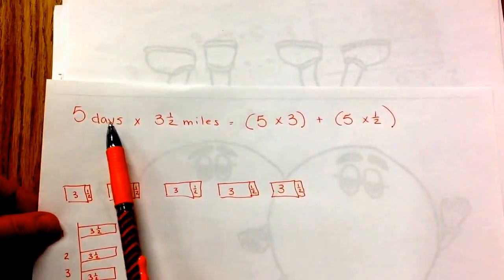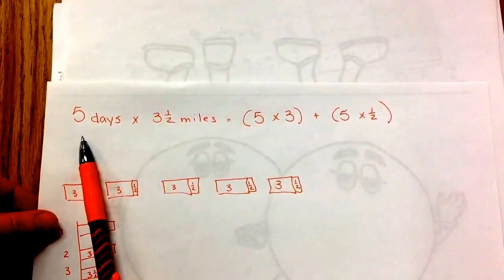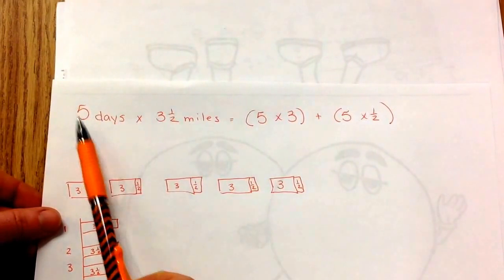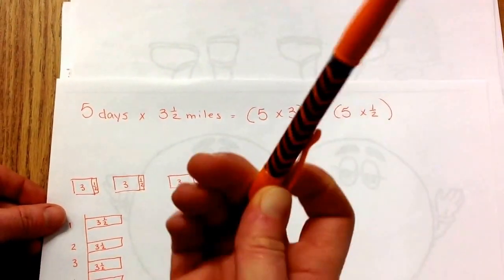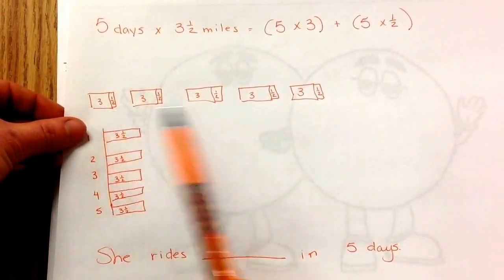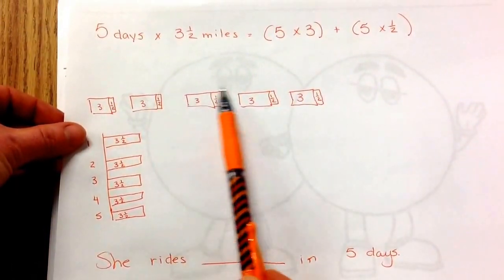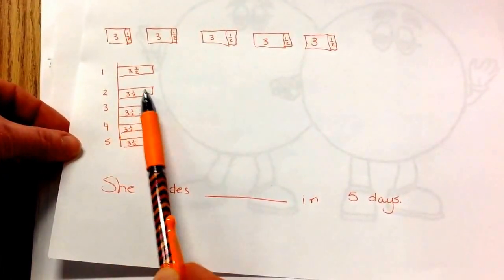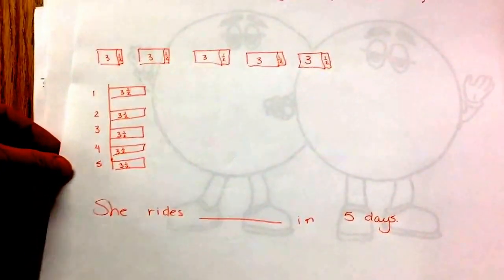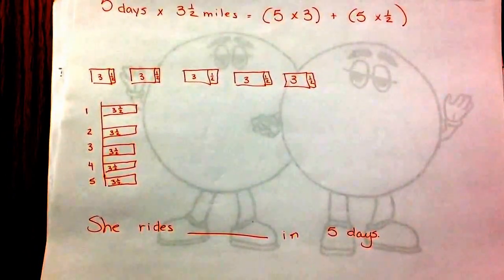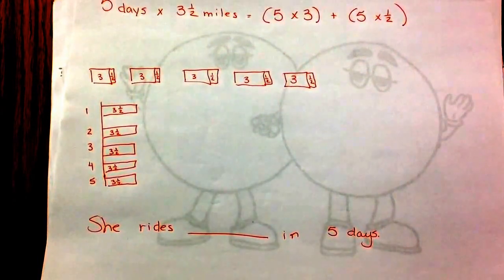So I've written it out a couple of ways. First off, I did the distributive property like we've been doing. 5 days, 3.5 miles. 5 times 3, check. 5 times a half, check. Or I wrote it out 3.5, 3.5, 5 times. 1, 2, 3, 4, 5. Or I did a tape model. I've got 3.5 over 5 days. Any of those ways would work. So go ahead and solve it if you haven't already. Go ahead and press pause.